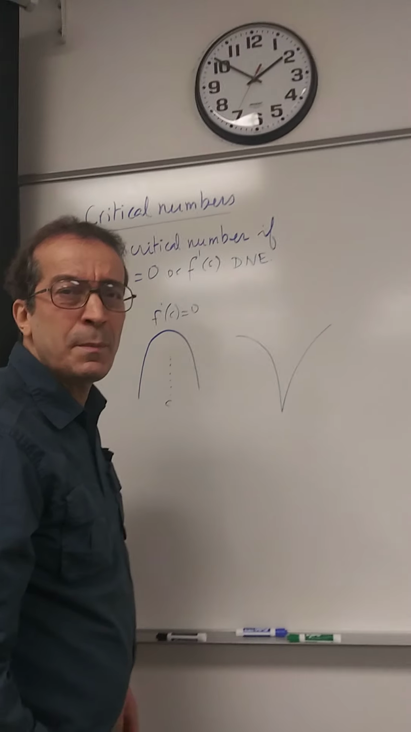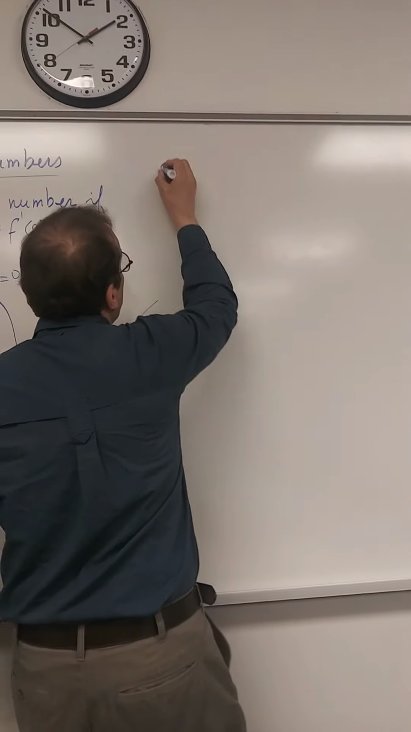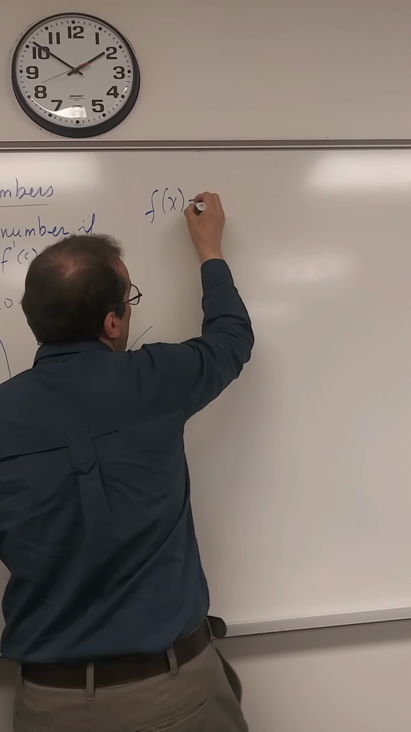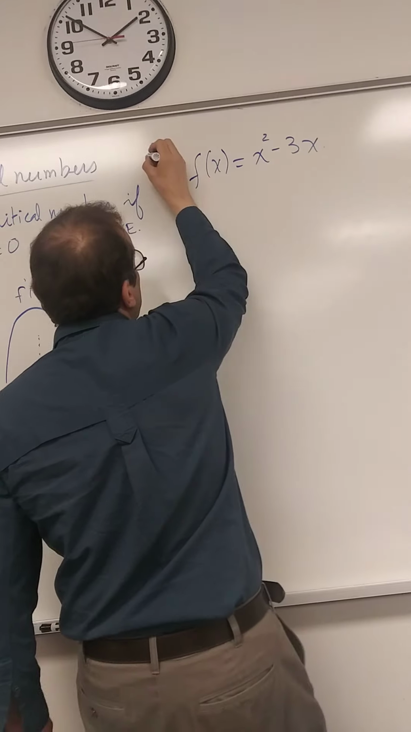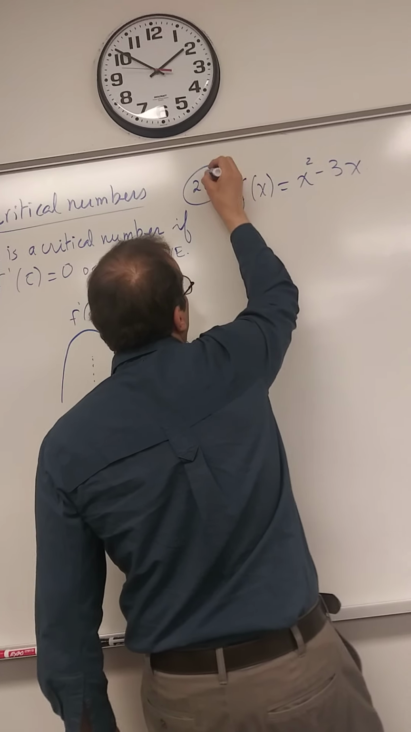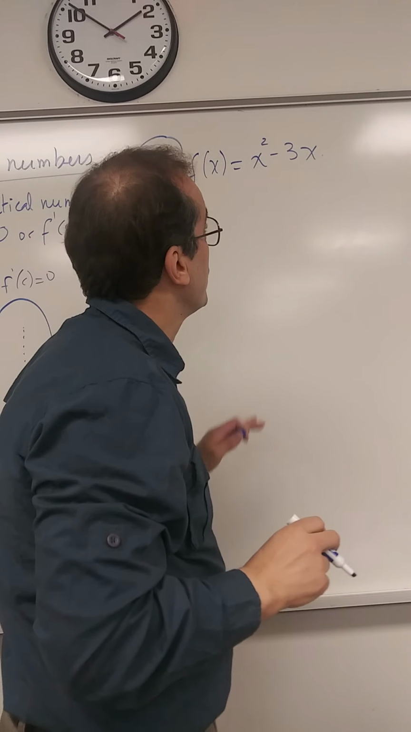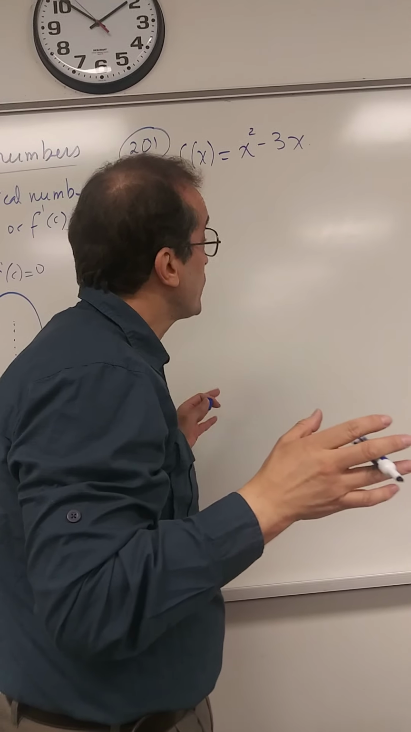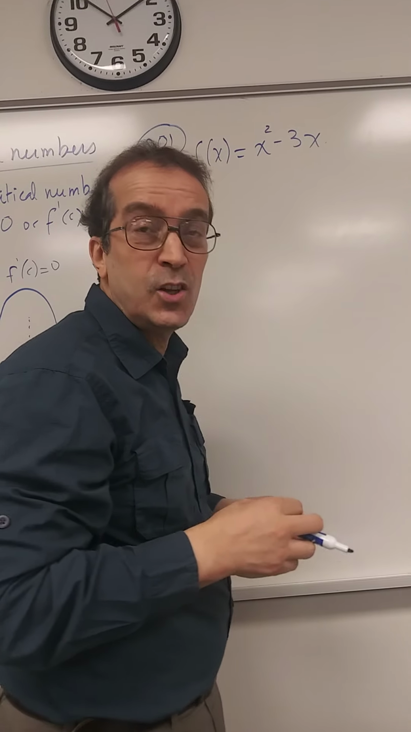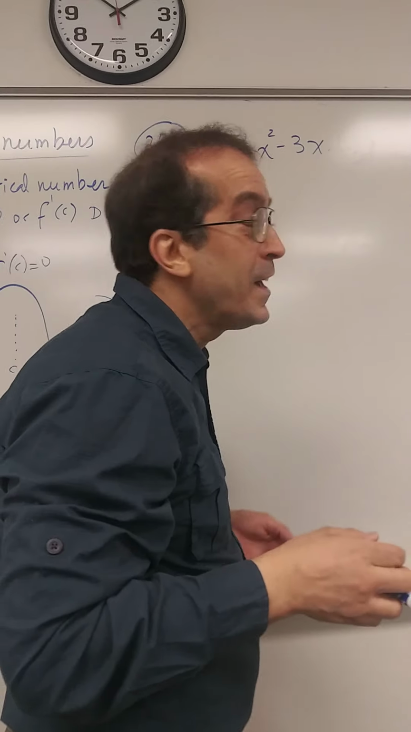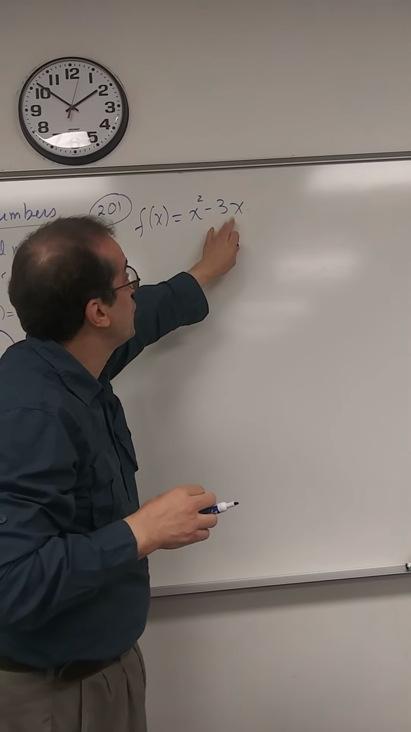We're going to do some examples of critical points. For example, suppose you have this function, f of x, I'm just making this up, equal to x squared minus 3x. I'm going to call this example 201. And they ask you, what is the critical point of this function? You don't have to know what the function means. It could be a profit, it could be your grade, it could be anything. But you want to know what is the critical number, if any, for this particular function.